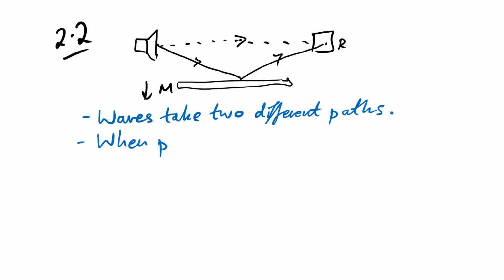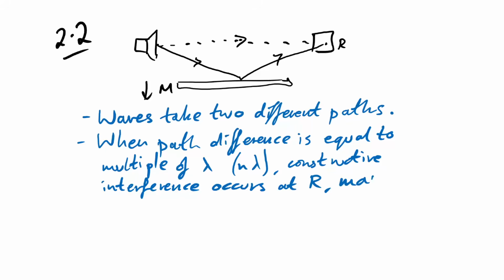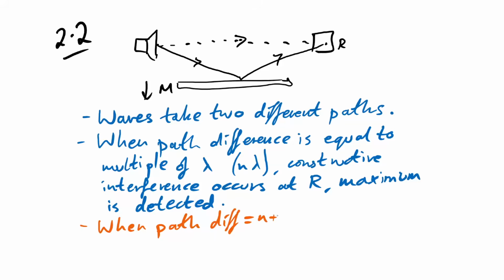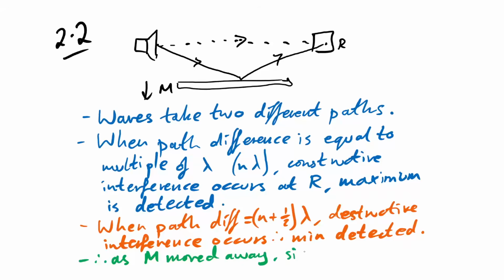When path difference is equal to a multiple of wavelength, so we can say just n lambda, constructive interference occurs, that is, a maximum is detected. When path difference is equal to n plus a half lambda, destructive interference occurs, therefore a minimum is detected instead. Let's just finish the question off. So we've been asked what happens to the signal, so therefore as M moves away, the signal will increase and decrease repeatedly.